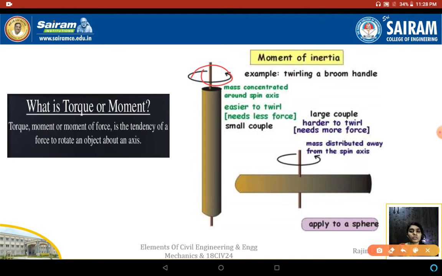And we already know that a moment or torque is the tendency of a force to rotate an object about an axis. One more example I can give: just take a stone or a ball, tie it with a rope or a thread, and rotate it. As the area increases, you can see there will be a different force. If the area is very small, the force is different when rotating. So that is a difference you can find out.